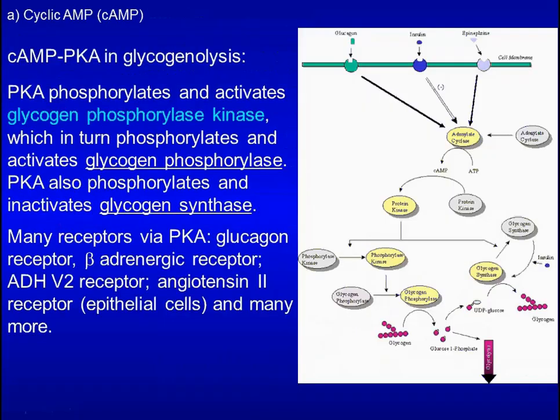The cyclic AMP protein kinase A pathway also controls glycogenolysis. Protein kinase A phosphorylates and activates glycogen phosphorylase kinase, and this kinase then phosphorylates and activates glycogen phosphorylase. Protein kinase A also phosphorylates and inactivates glycogen synthase. Many receptors function through protein kinase A. Examples include glucagon receptor, beta-adrenergic receptor, and many more.